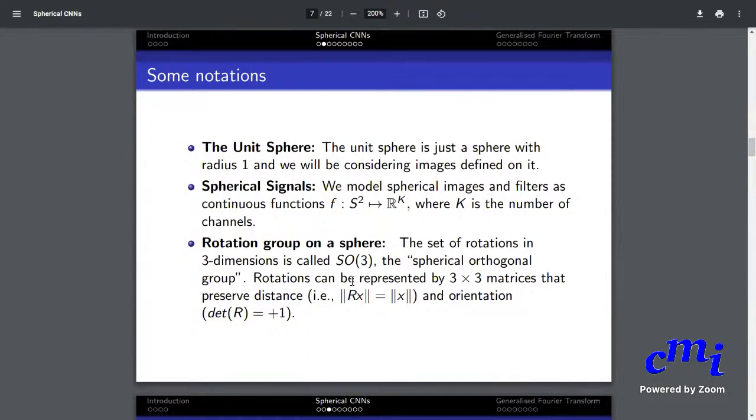And thirdly, the rotation group on a sphere. The set of rotations in 3 dimensions is called SO3, also known as the special orthogonal group. Rotations can be represented by 3x3 matrices that preserve distance, so the norm of Rx would be equal to the norm of x, and orientation would also be preserved. That is, the determinant of R would be equal to +1. Also, it can be verified that SO3 is a group.